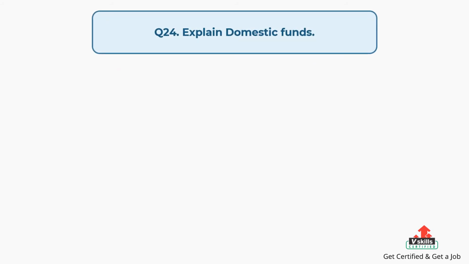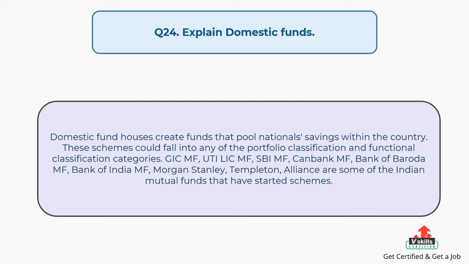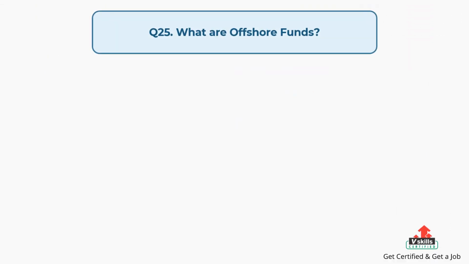Question number 24. Explain domestic funds. The answer is domestic fund houses create funds that pool national savings within the country. These schemes could fall into any of the portfolio classification and functional classification categories: GCMF, UTI MF, SBIMF, CanBank MF, Bank of Baroda MF, Bank of India MF, Morgan Stanley, Templeton, Alliance are some of the Indian mutual funds that have started schemes.